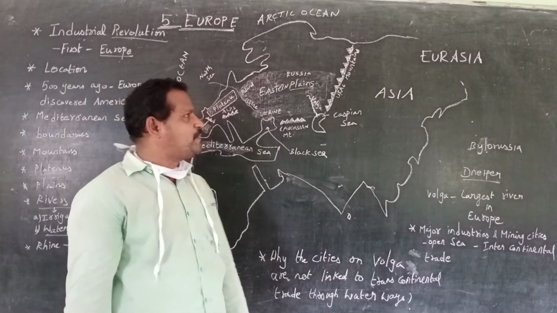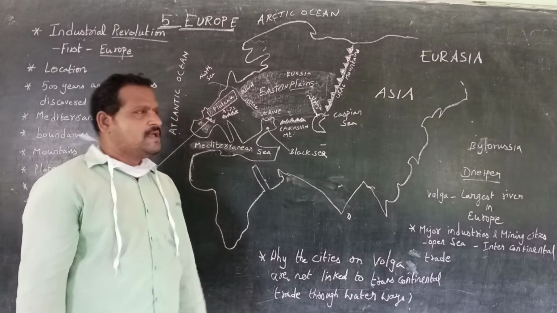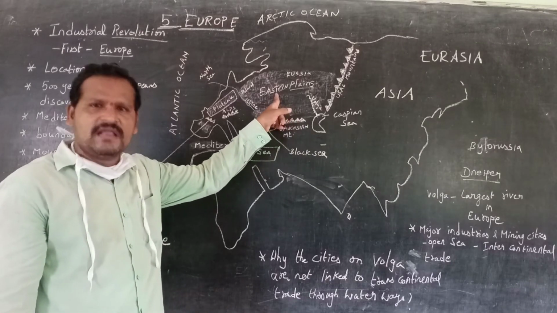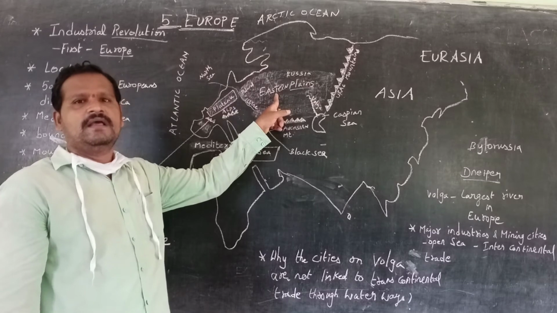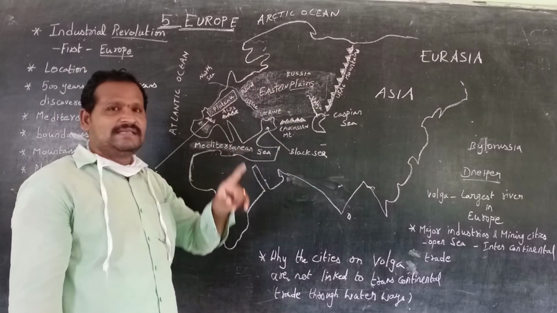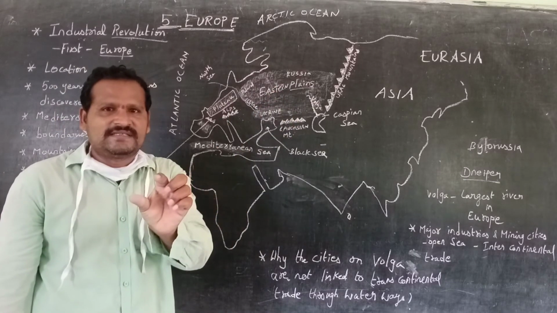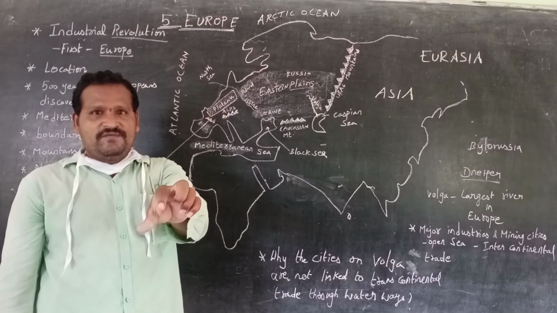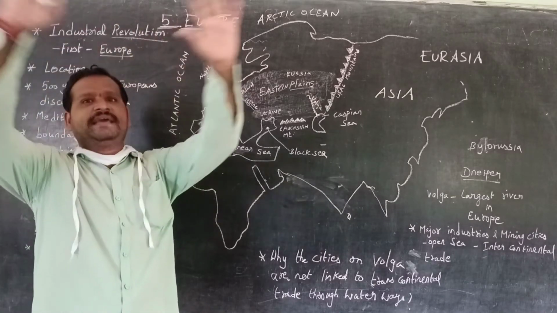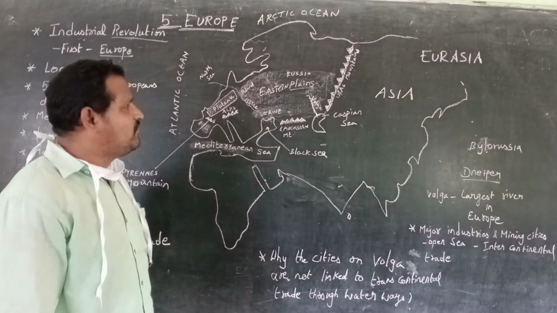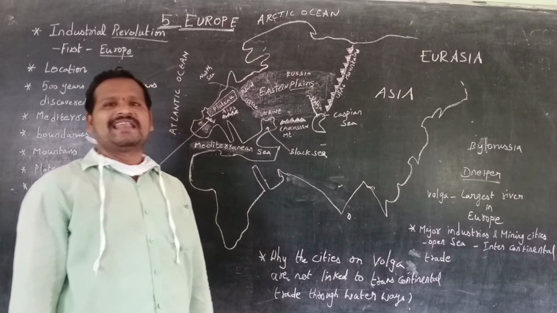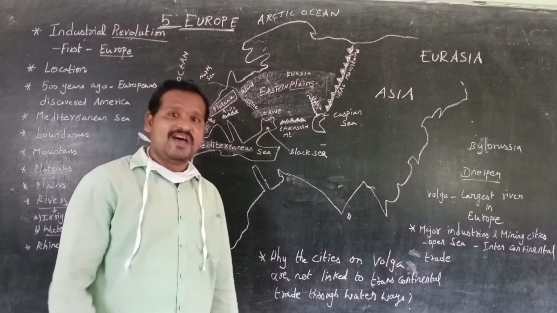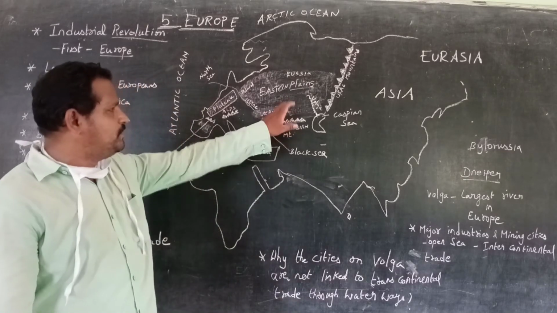Once again, I repeat this point, children. Listen carefully. These eastern plains in Europe experience heavy snowfall and bitter cold in winter. In summer, the snow melts and forms small rivers. These small rivers help to form big rivers like the Volga River and the Neva River. The Volga River is the longest river in Europe.